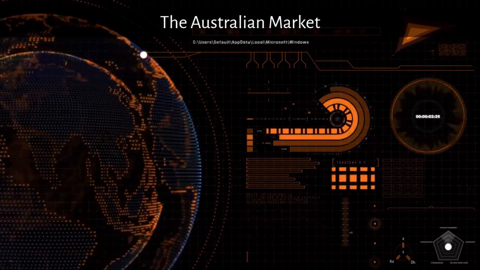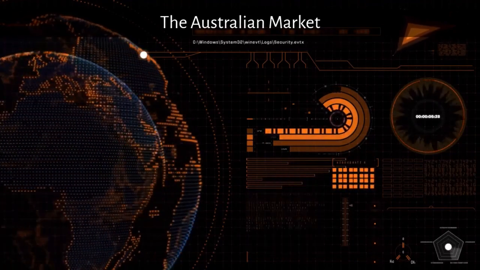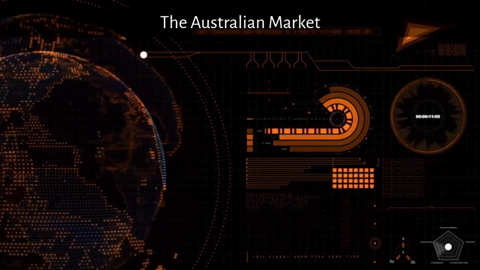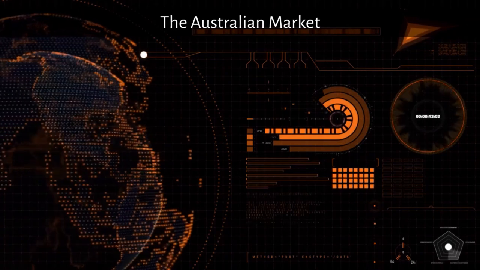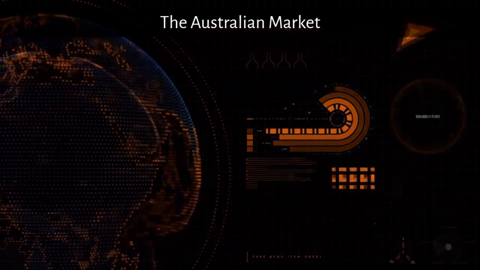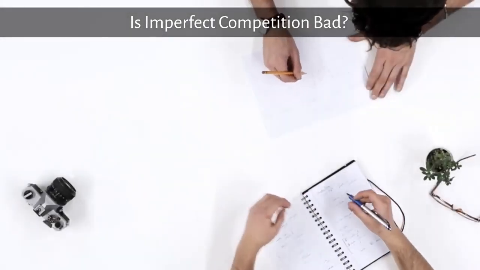In saying that, when the international market opens up and there are strong players internationally, as in globally, they move into the markets and can make a duopoly market into more of a monopolistic competition, thereby offering greater choice to their customers. To conclude with, is imperfect competition bad?